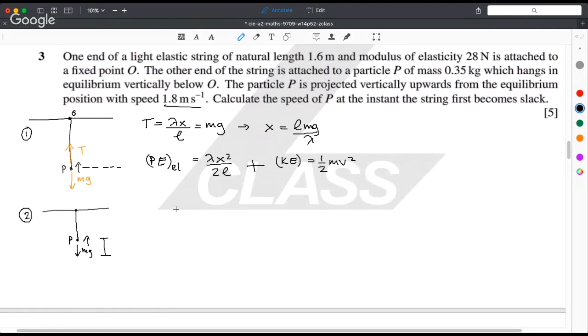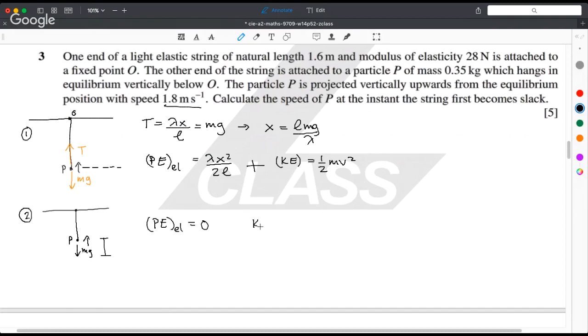Well, let's do it one by one. The potential energy stored in the string, the elastic potential energy, is 0 in the second scenario because the string is slack, x is equal to L. It's exactly its natural length.